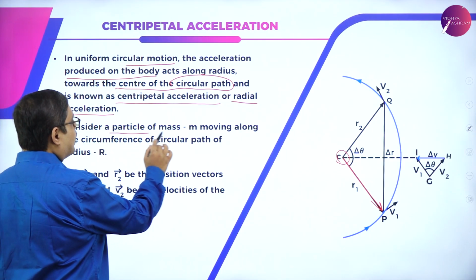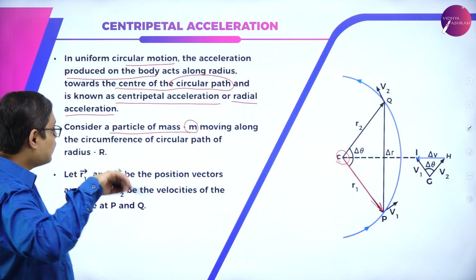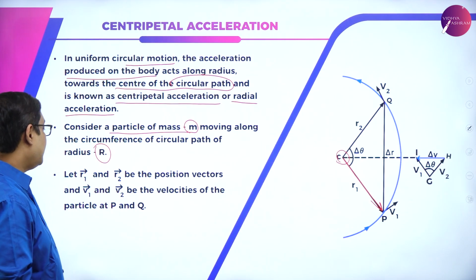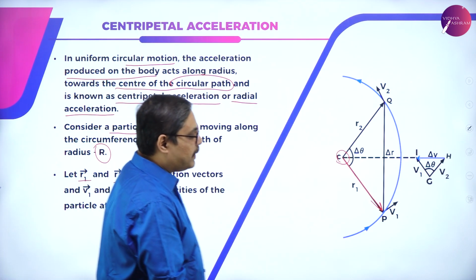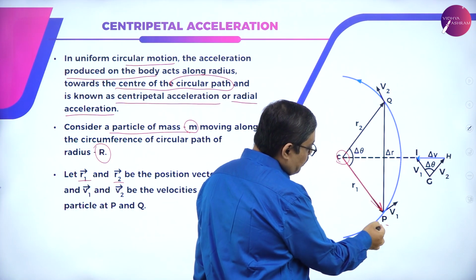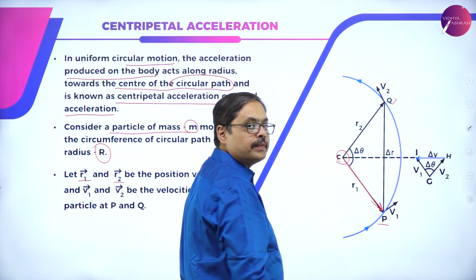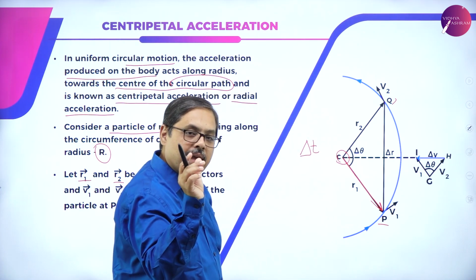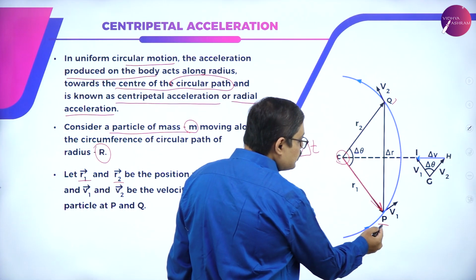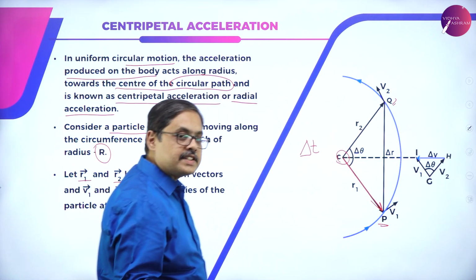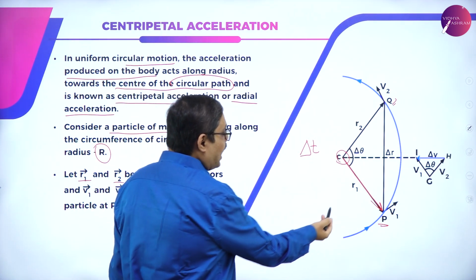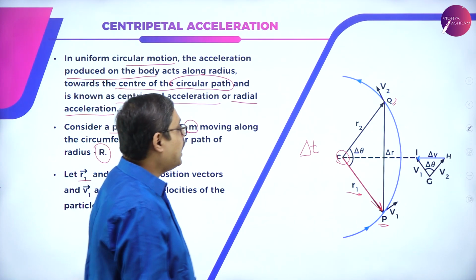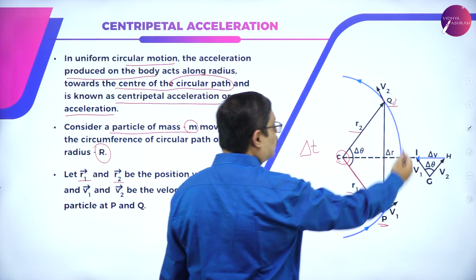Consider a particle of mass m moving along the circular path. The radius of the circular path is r. The particle moves from position P to position Q within a time gap of delta t. There is a change in position. Let r1 be the position vector at position P and r2 be the position vector at Q.